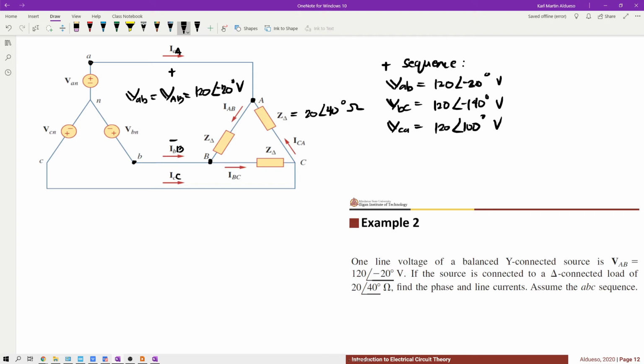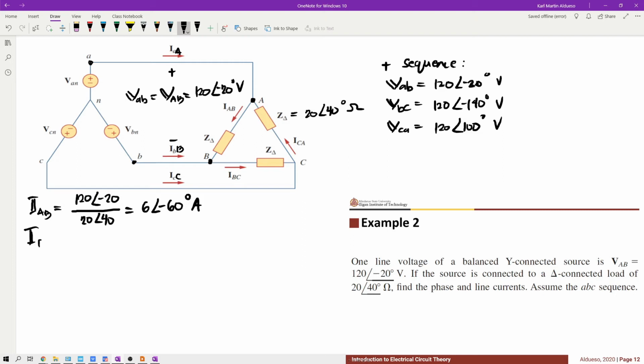So looking at the figure, we can directly solve for IAB, IBC, and ICA. So we have IAB that's equivalent to VAB over Z delta. We have 120 angle negative 20 over 20 angle 40. So this is equivalent to 6 angle negative 60 amperes.